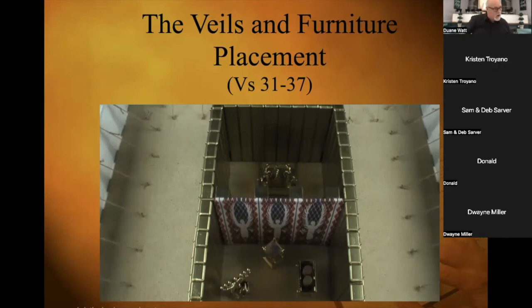The table of showbread, which we'll get into in a moment, would be on the north side. All right. So if that's west, where's north? That way, right? So if that's west, this would be the north side. So that would be the table of showbread. And then the lampstand would be on the south side, which would be over here.